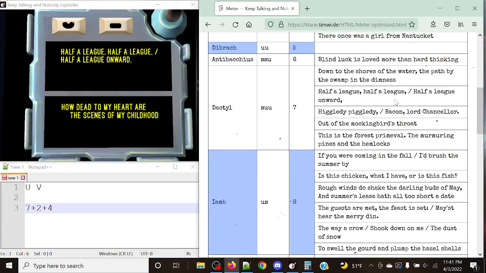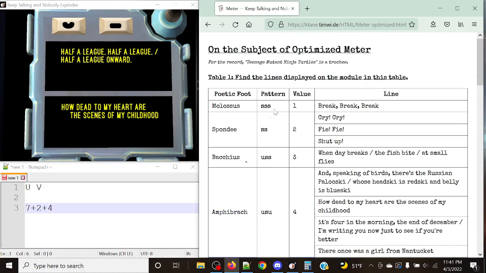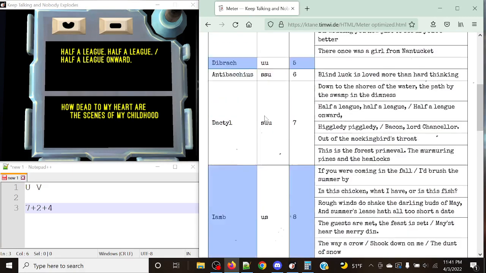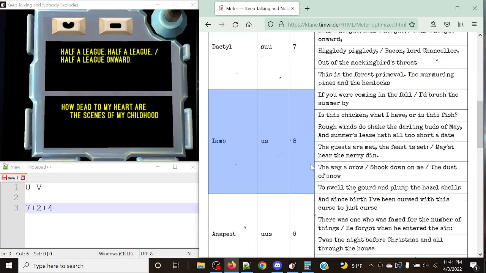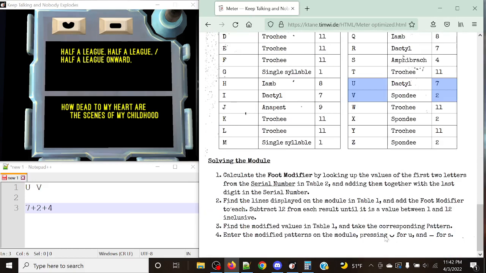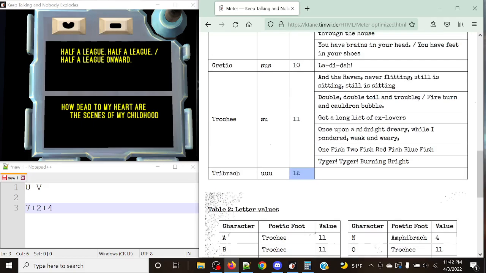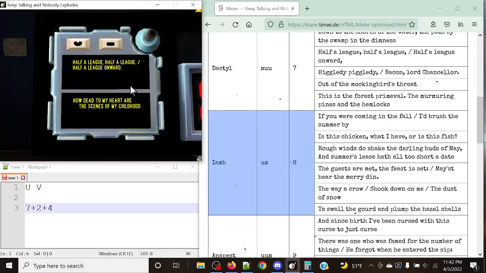So we had half a league, which was shifted down to the iamb. And in this case, it wants us to submit the pattern of U and S. Now remember, U is represented by the U in this case, and the S is represented by the other symbol, in this case being the dash. So we're going to be submitting a U and an S, and that's our first symbol taken care of. It doesn't disappear like it would on maybe some other modules.